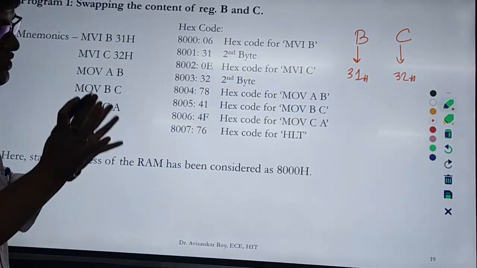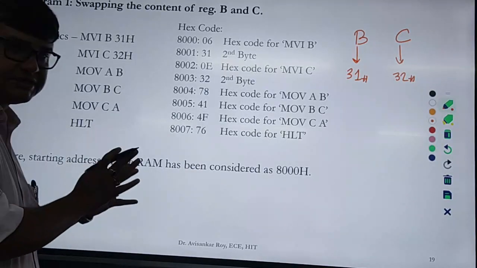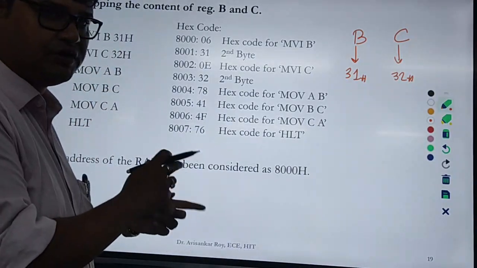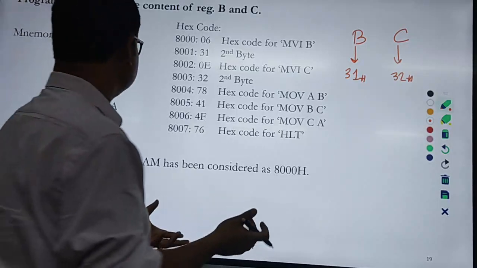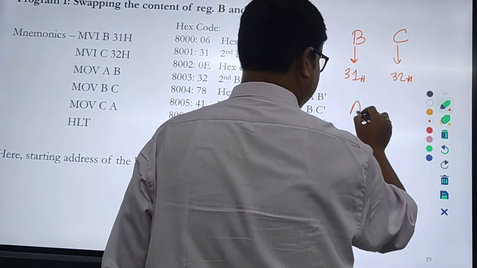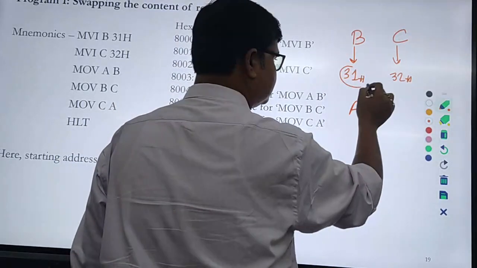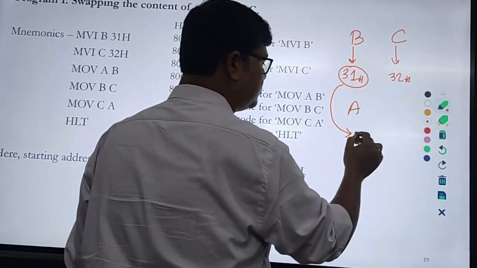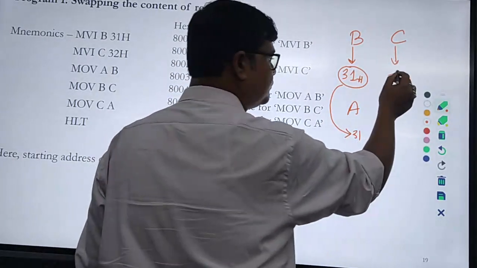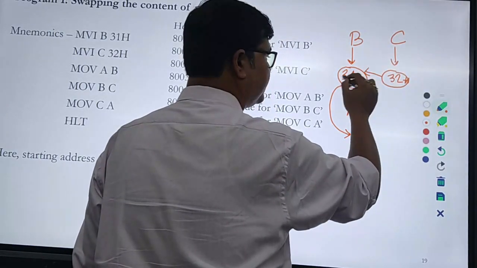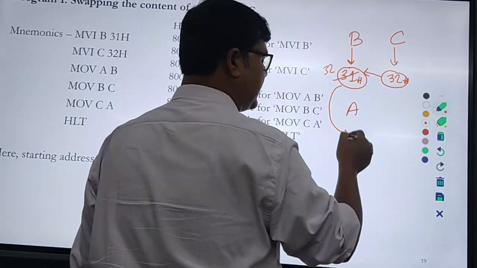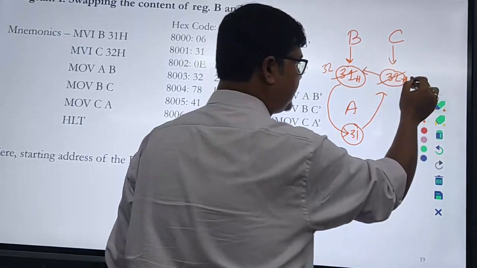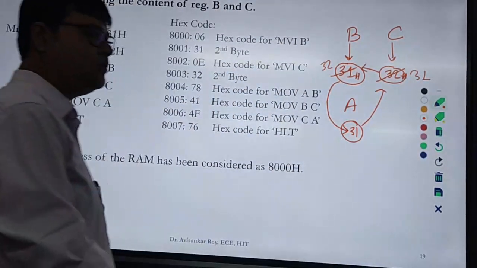So what do you have to do? We first store 31 into the B register, store 32 into the C register, and then we have to swap the two registers. How can we do that? Very simple. We take another register, the accumulator, and move the content of B, which is 31, to the accumulator. Next we move the 32 from C to B, so 31 is replaced by 32. Then the content of the accumulator moves to the C register, so 32 is replaced by the data 31. So automatically the data is swapped between the two registers.